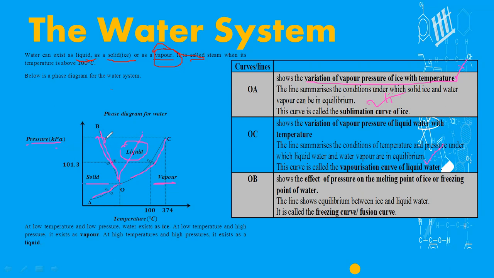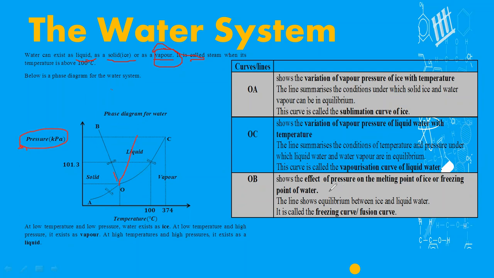We would expect the line to be moving somewhere here. We shall see that later in the phase diagram for carbon dioxide. But instead of moving in that direction, the curve is moving this side. The reason is that whenever the pressure exerted on the water system increases, the melting point of ice decreases. In other words, the temperature is decreasing.